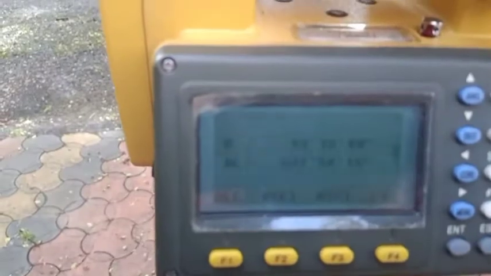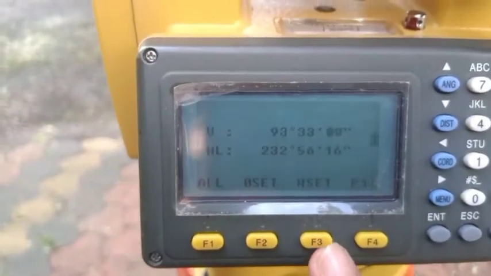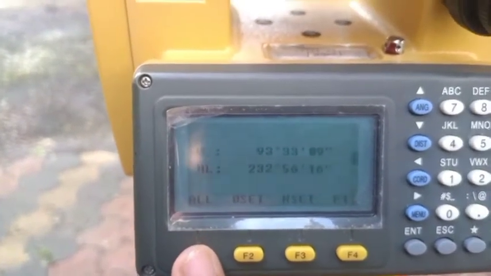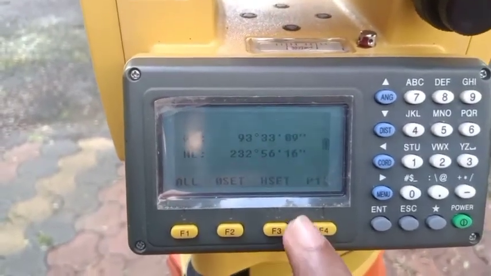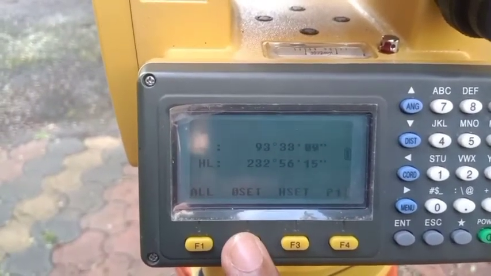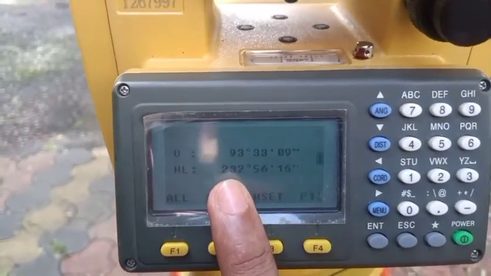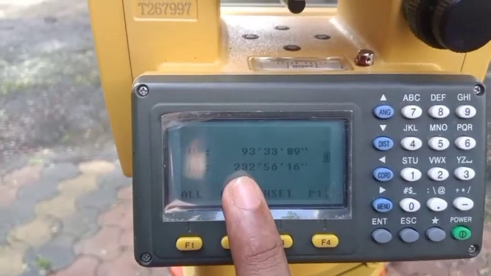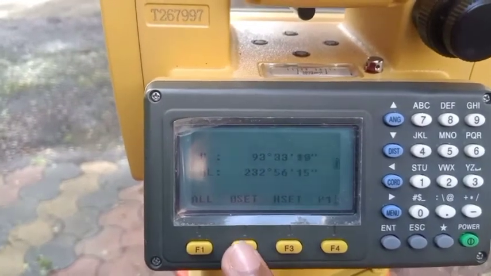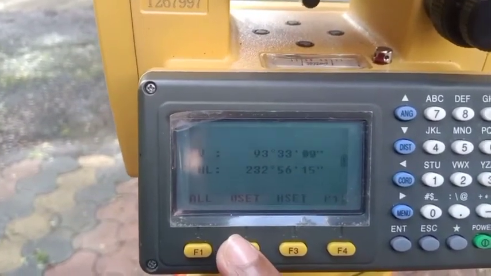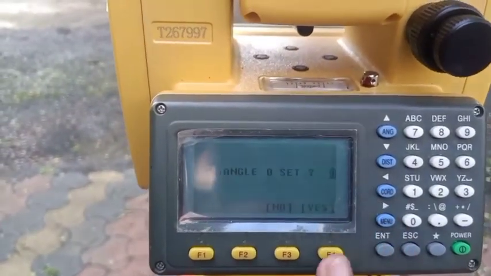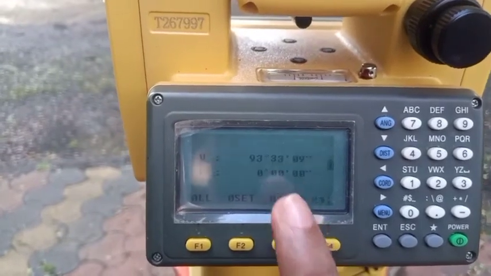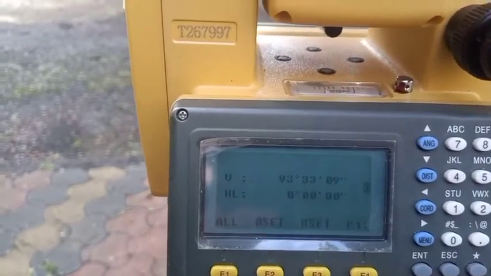press this F2. As you can see, F1 is ALL, that is to record all the values. F2 is written as 0 SET. 0 SET is to set this value as 0. Right now the horizontal angle is 232 degree 56 minute 15 seconds. Okay, so if we press 0 SET, there will be a question, horizontal angle 0 set. We press F4 as yes, then horizontal angle will be set to 0.